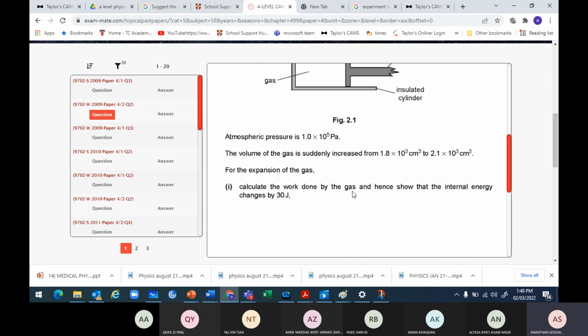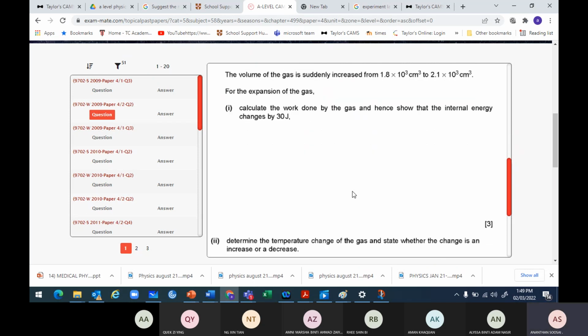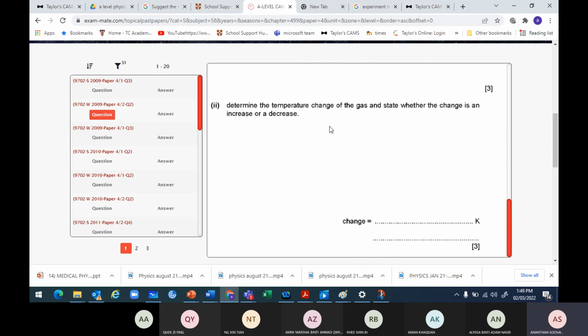So those who thought of Q is 0 and change of U is the work done, good. The work done is P times the change in volume. And do you realize centimeter cube needs to be changed to meter cube? Then you are okay with this question and can end up with the correct answer. Okay. We are learning the technique.